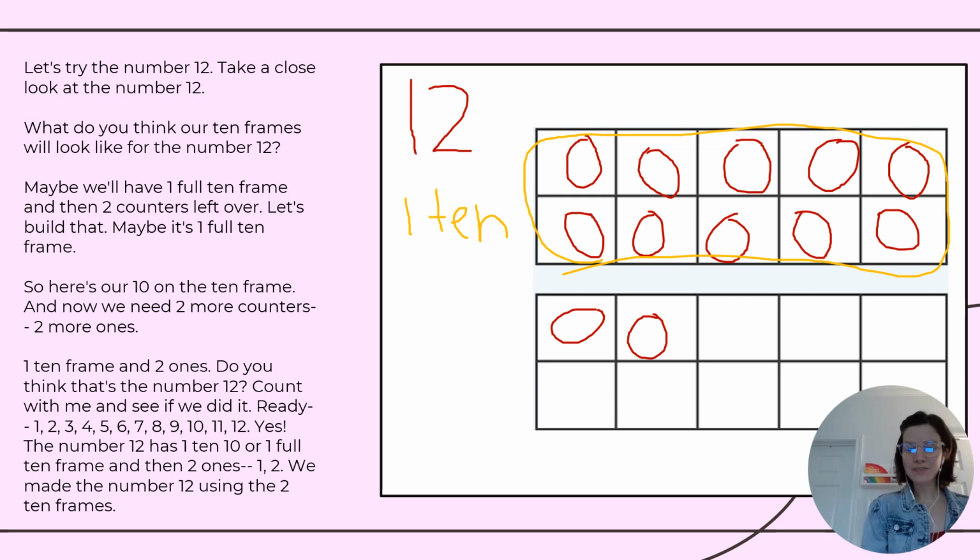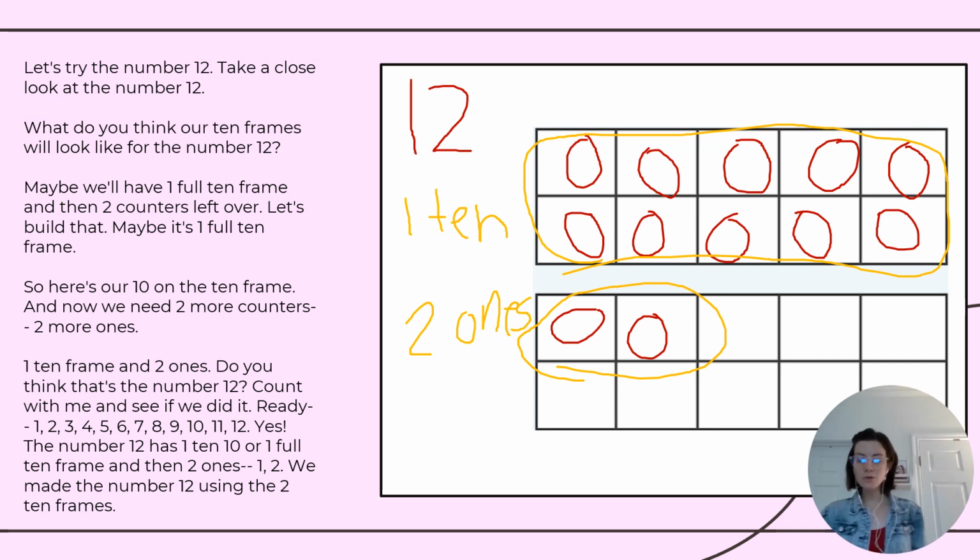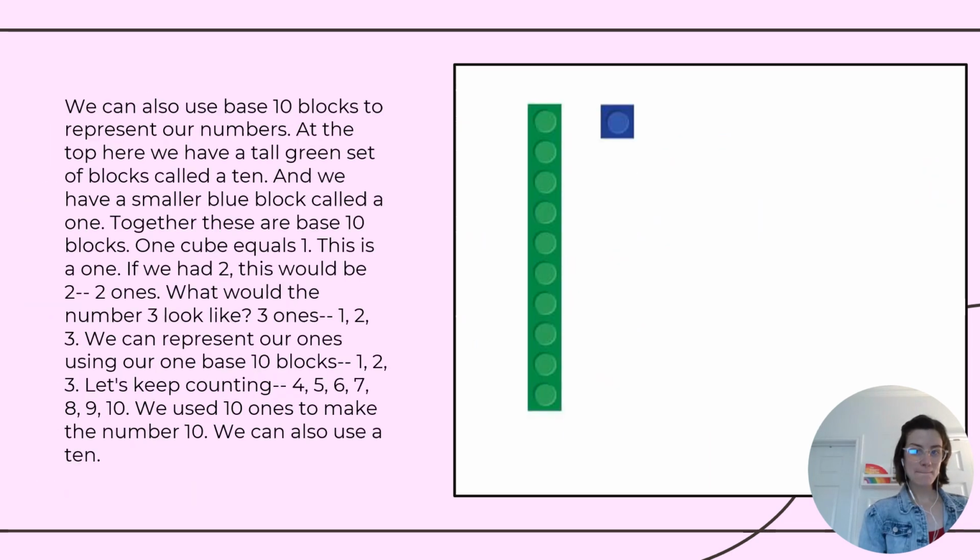Now, what do I have left over on my second 10 frame? I have 2 ones. So 12 is the same thing as 1 ten and 2 ones. 12 equals 1 ten and 2 ones.